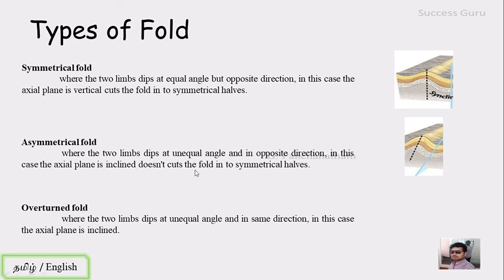If you see these two things, you can compare that both are having unequal angle, but it is in opposite direction, but this one is the same direction, and the axial plane is inclined. That is what is the same here and there. So an overturned fold will be like this. So both the limbs are dipping in the same direction.